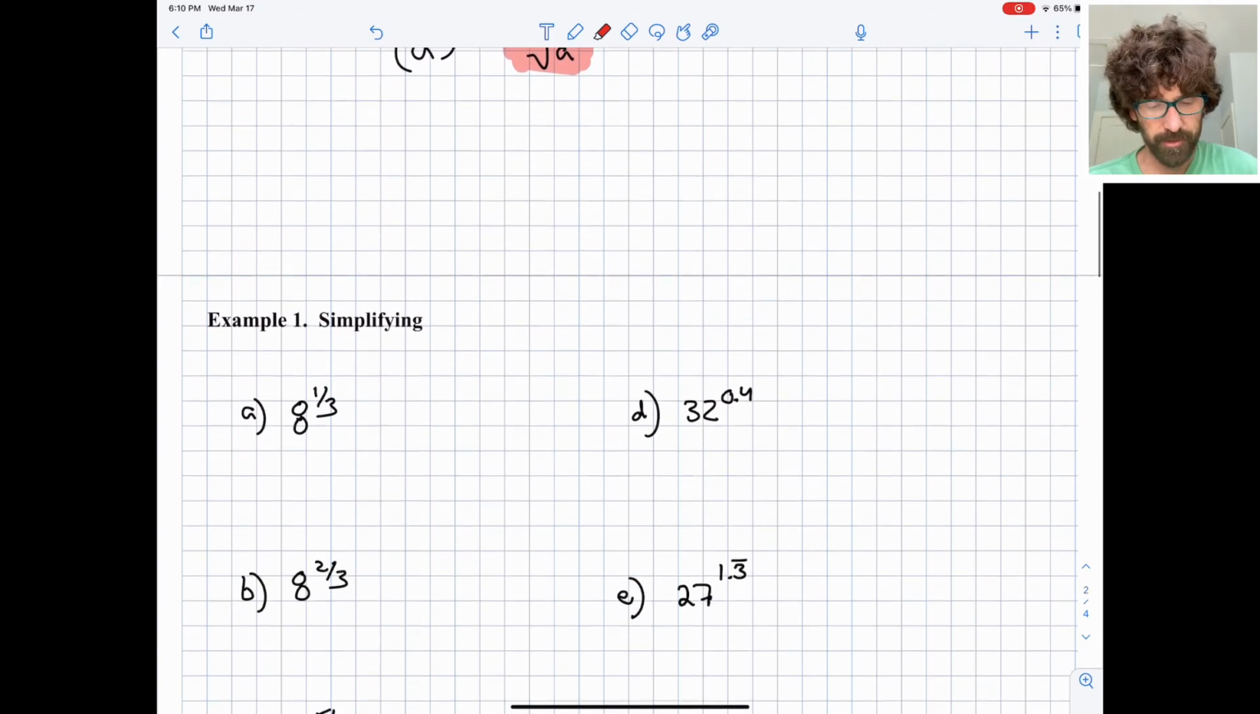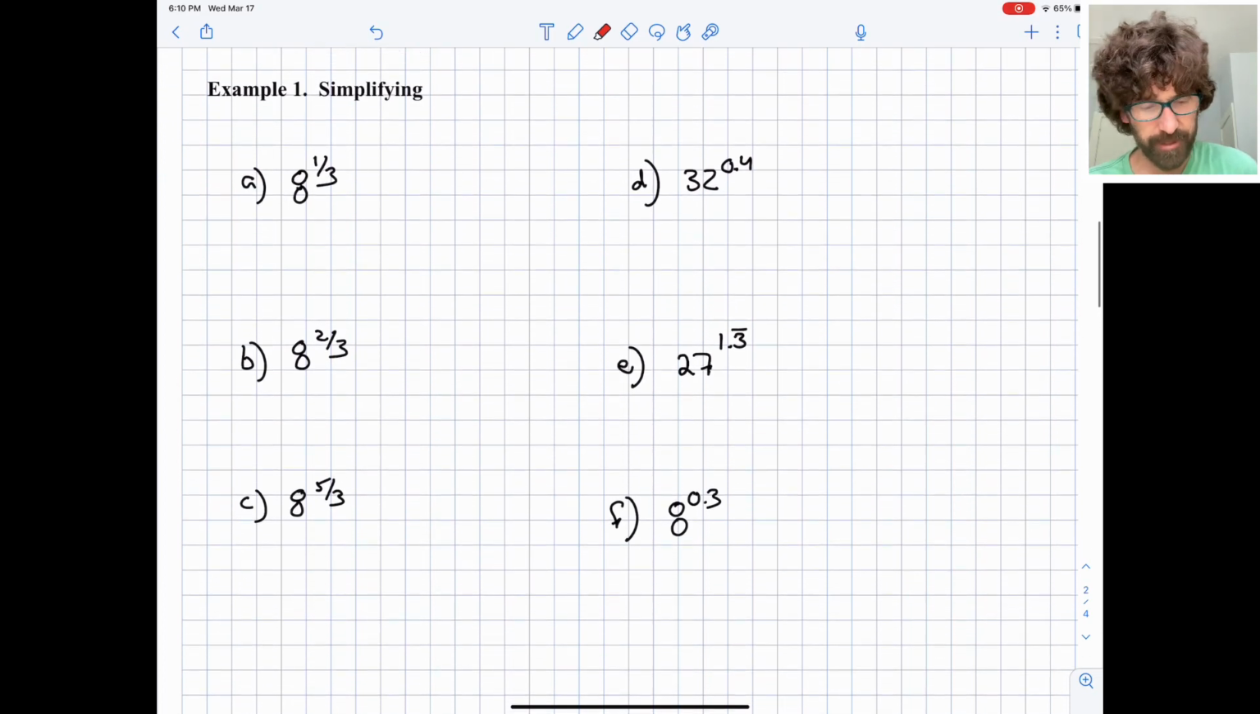Okay, let's do some examples here. I have a few different examples set up for you, and I'll try to explain them in a variety of different ways just to make sure it really sticks with you. So A, 8 to the 1/3. That also means what to the third power is 8.